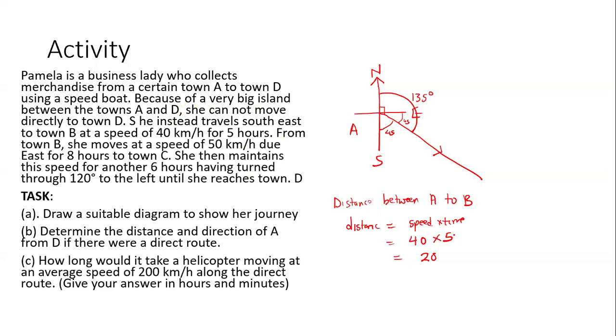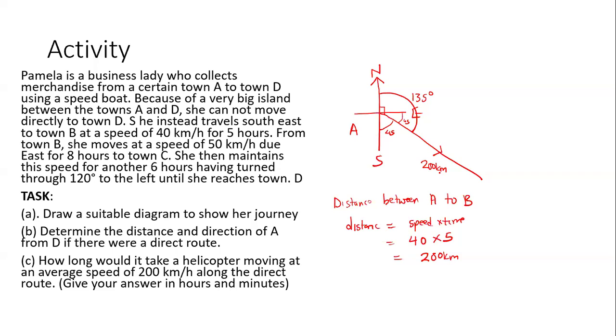40 times 5, you get that 200 I'm talking about. Then after that, these are 200 what? Kilometers. So you come here and you put 200 kilometers. Now, after putting the 200 kilometers, you are going to continue and ask yourself where we are going.